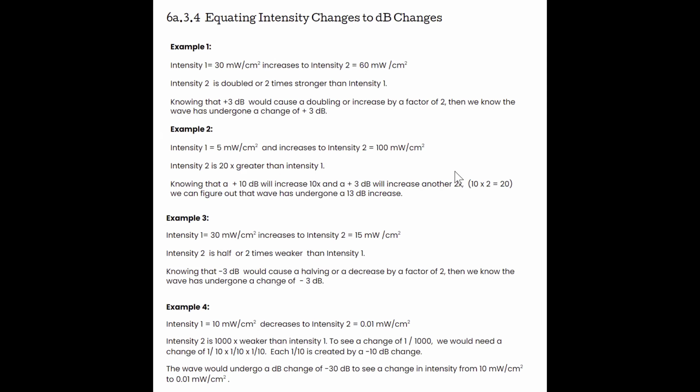All of those examples took us knowing the initial decibel value and seeing what the decibels changed to understand the relative change of the intensity. However, we can also take the actual change of the intensity and figure out what the corresponding decibel change would be. For example, in example 1, we have an intensity change of 30 milliwatts per centimeter squared to an intensity of 60 milliwatts per centimeter squared. We can look at those values and see that the intensity has doubled. So we would need to know our rules about decibels, and we would need to figure out what decibel change means a doubling in intensity.